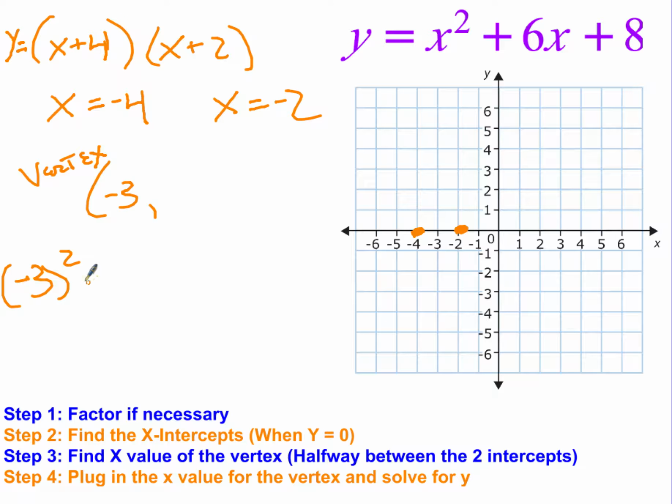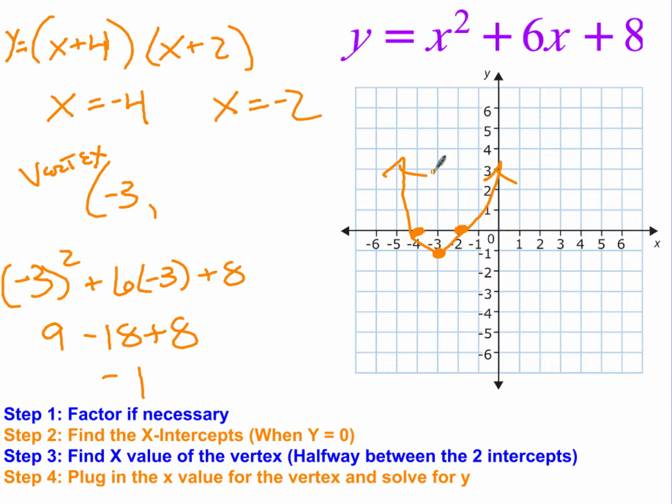So I'll have -3 squared plus 6 times -3 plus 8. That's going to give me 9 minus 18 plus 8, which is going to give me -1. So there's my vertex at -3, -1, and there is my parabola. Okay, so that's all, folks. That's all I got for you. If your vertex isn't a perfect point, that's okay. When you find the average, if you get a half point or something along those lines, there's nothing wrong with that. That's perfectly fine. You would still graph as normal.